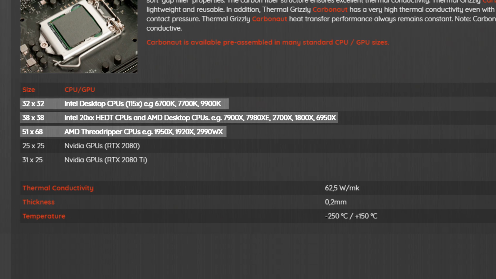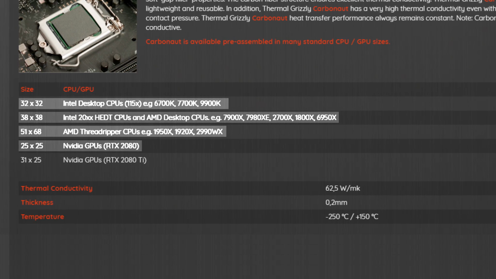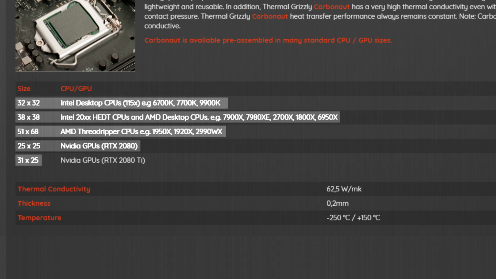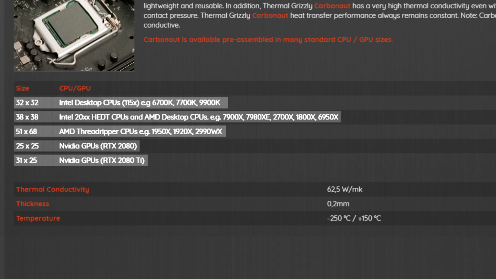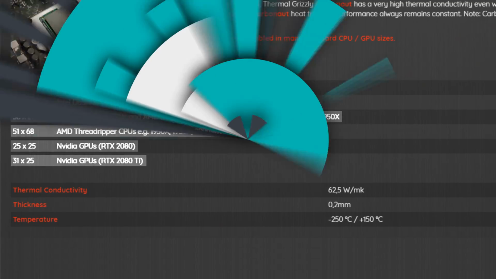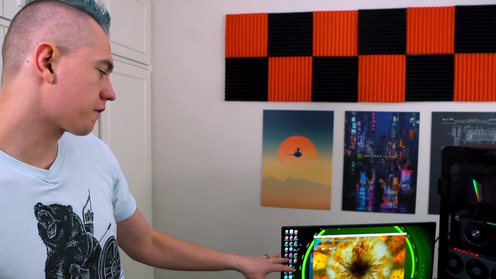And then they have a 25 by 25, which is meant for NVIDIA's GPUs, except for the 2080 Ti, which is the current one that we're using. That one actually needs a special one of 31 by 25, but since we don't have that one, I'm just going to have to use the 32 by 32 and try to get it to fit. So we're going to run Furmark for a while on this thing. It's currently been running for about 10 minutes.